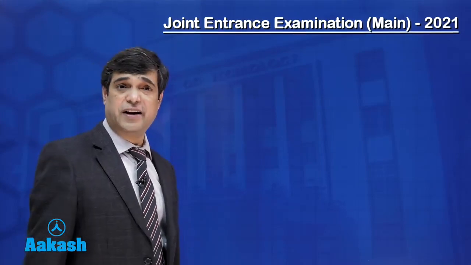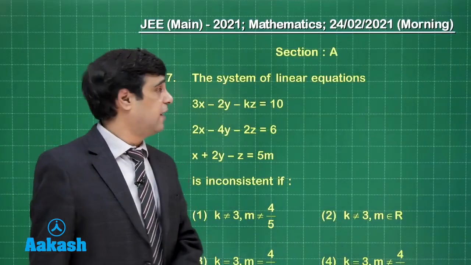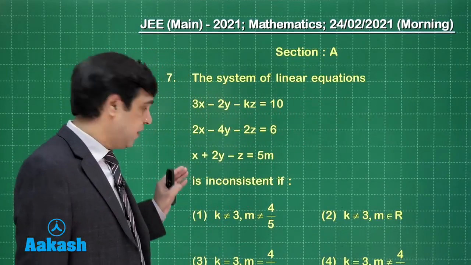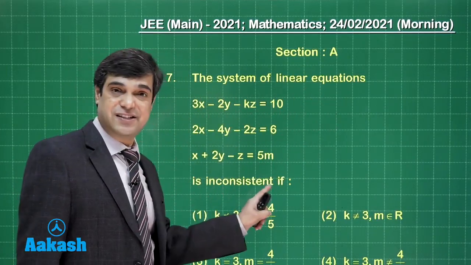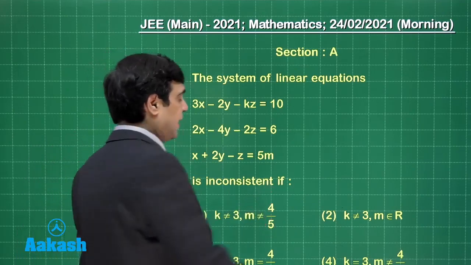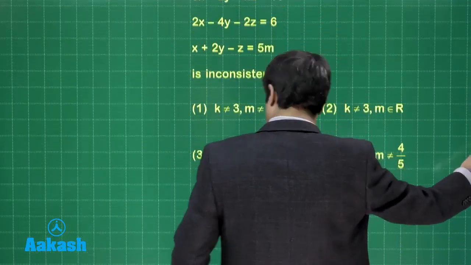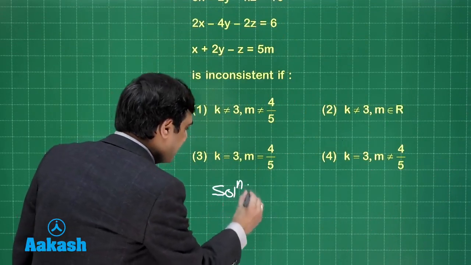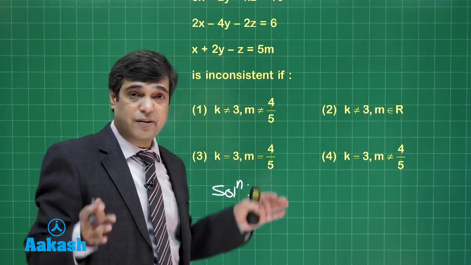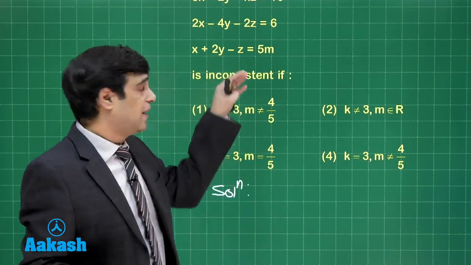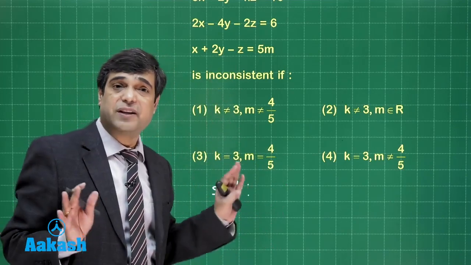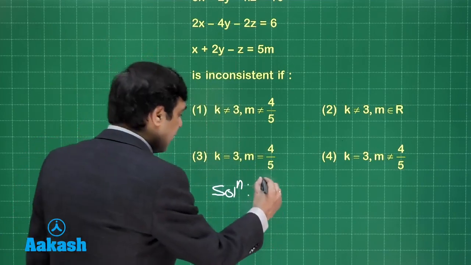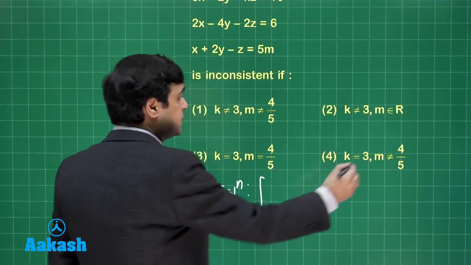Now moving forward, let's take up question number 7. The system of linear equations, 3 equations are given, is inconsistent. Correct? So let's begin with this question. It is talking about the system of equations being inconsistent. Now there are 2 ways: we can find the determinant formed by the coefficients, or we can work with the augmented matrix, or like Ax equals b.